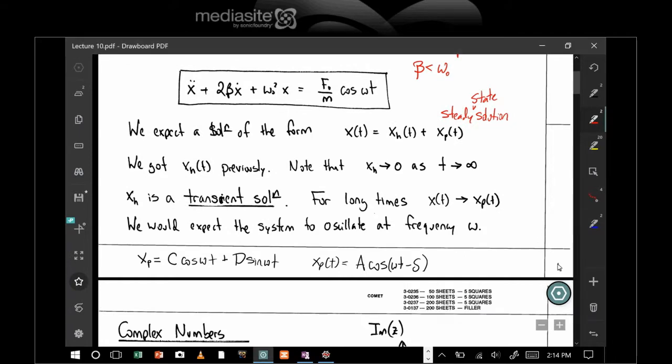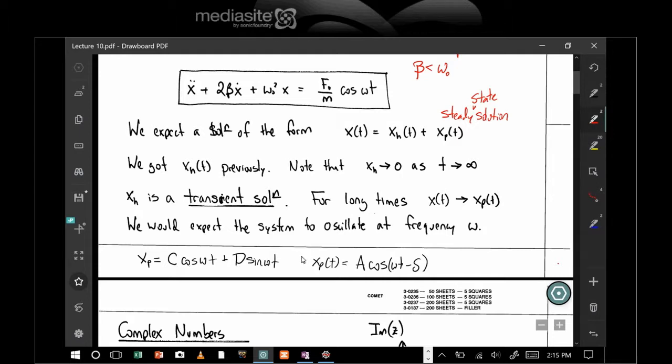So what I did here was, again, what I expect is that at long times the transient solution is going to die out, and then I'm going to have this particular solution. So here what I did below was I just wrote what I would expect. If I had to solve this differential equation, one way is guessing a form for the particular solution. I would say it's going to be some sum, a constant c cosine plus d sine.